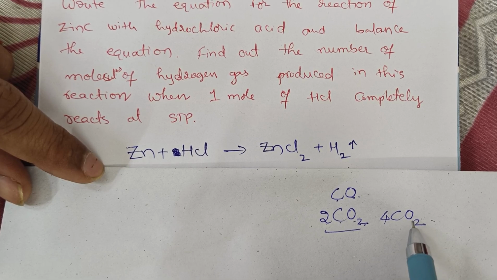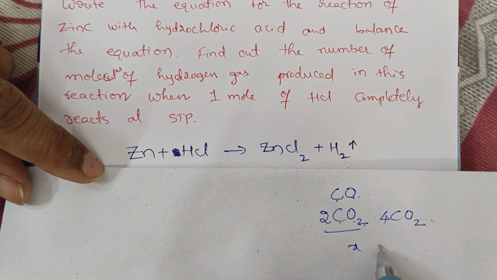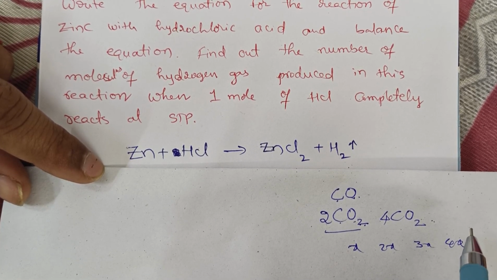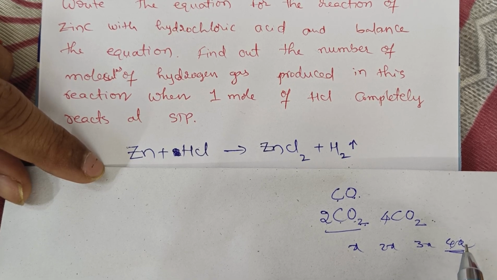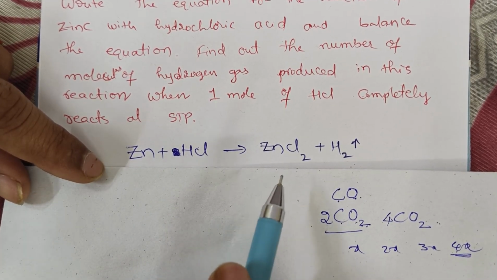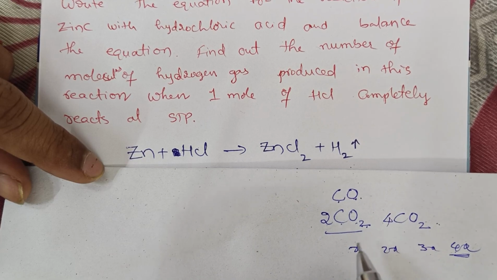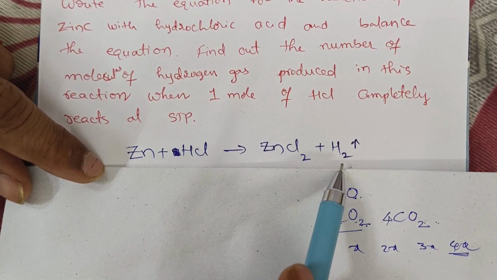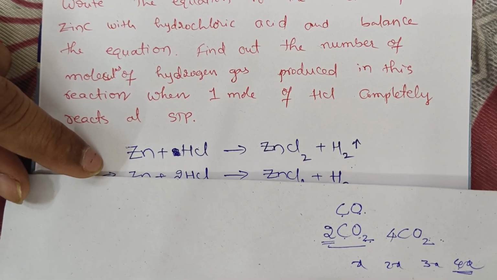We are not changing the compound here. Same like mathematics, I think you know the difference between x, 2x, 3x, 4x. 4x means there are 4 x's present. Now for balancing, we have to change only the coefficient, not the subscript.